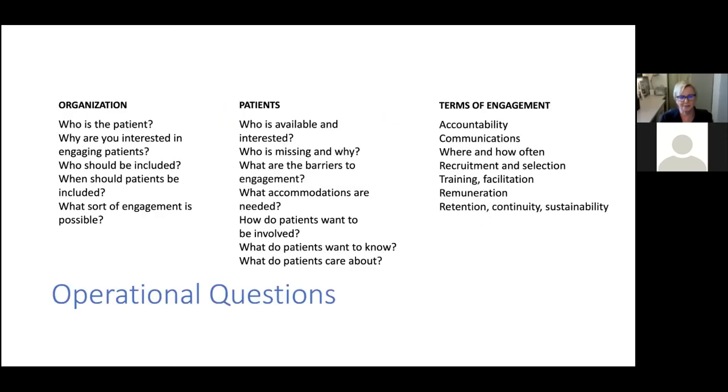And last, I won't read all the comments on this slide, but we begin to look at how some of these operational questions have been coming forward. And I want to point out in particular the list on the right in terms of what might be some of the terms under which people become engaged in patient engagement. So again, accountability, what sorts of communications, where would it happen and how often? What about these challenging issues of recruitment and selection, training and facilitation? One that many people think about is what sort of remuneration should be offered? And what about retention, continuity, and the sustainability of these activities?